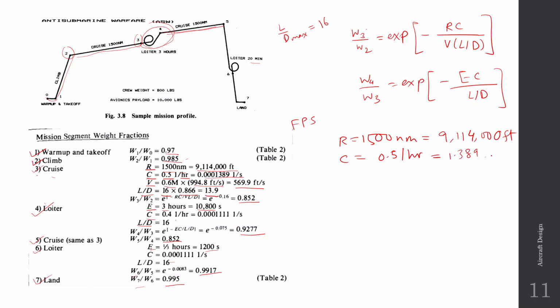Yeah, into 3600. No, divide by 3600. Yes. And your velocity, sir.